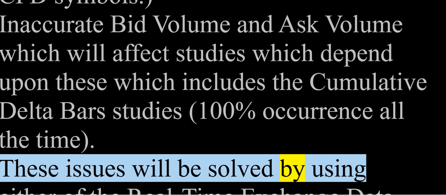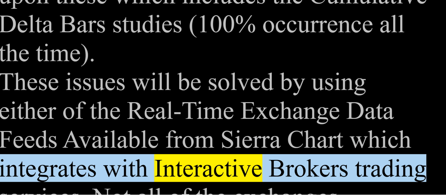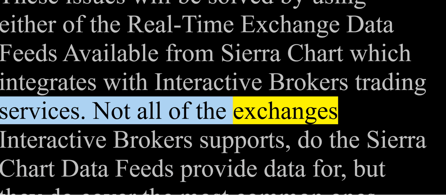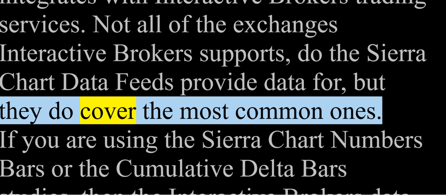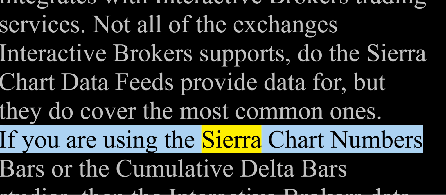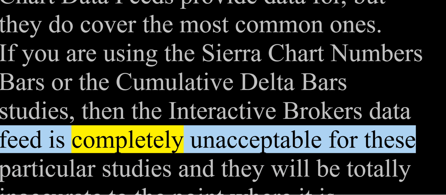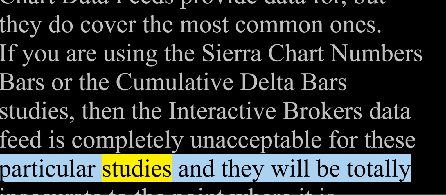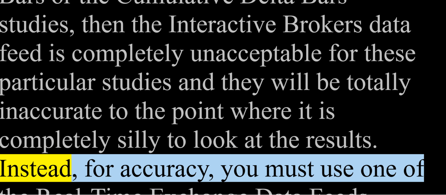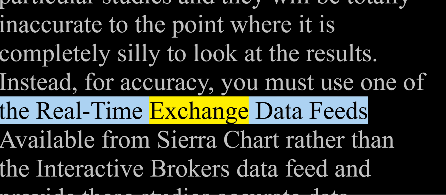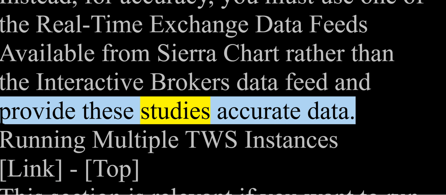These issues will be solved by using either of the real-time exchange data feeds available from Sierra Chart, which integrates with Interactive Brokers trading services. Not all of the exchanges Interactive Brokers supports do the Sierra Chart data feeds provide data for, but they do cover the most common ones. If you are using the Sierra Chart numbers bars or the cumulative delta bar studies, then the Interactive Brokers data feed is completely unacceptable for these particular studies, and they will be totally inaccurate to the point where it is completely silly to look at the results. Instead, for accuracy, you must use one of the real-time exchange data feeds available from Sierra Chart rather than the Interactive Brokers data feed and provide these studies accurate data.